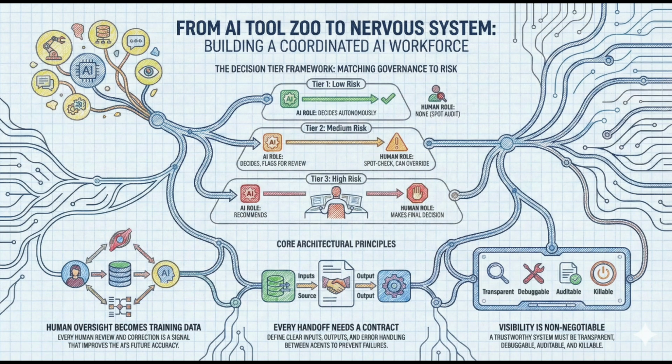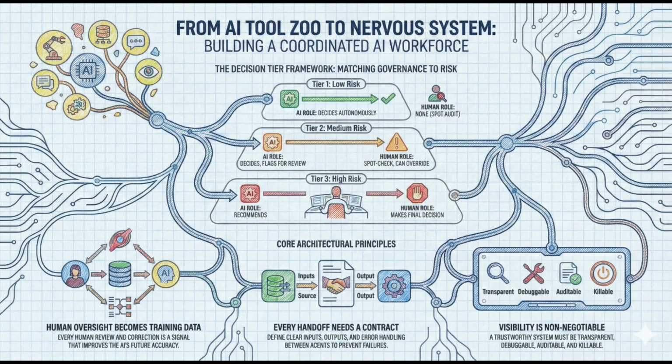This is about matching the level of human involvement to the level of risk. Exactly. It starts at Tier 1. Low-risk, AI decides autonomously. These are the high-volume routine things where an error is annoying, but not catastrophic. Right. Think about email categorization, scheduling meetings, basic data validation. If an email gets routed to the wrong folder, it's not the end of the world, so the AI just decides, no human review needed.